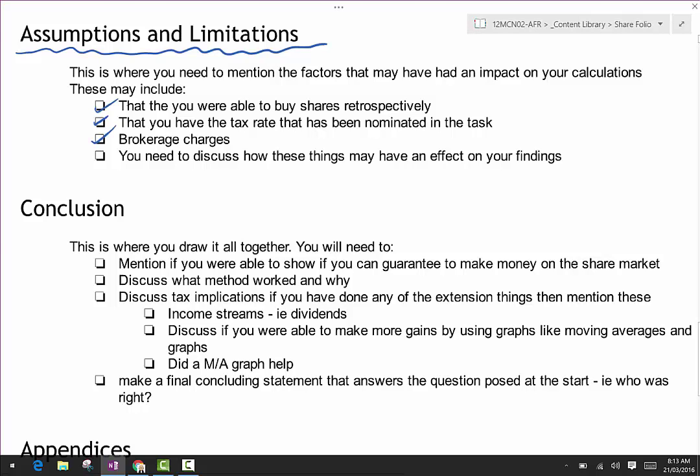Also, you might want to talk about the brokerage charges. In class we've used 2%. You might be using 6 or 8% in this. Discuss why and the effect that this is going to have on your final findings. You also might find a flat fee broker might be far better, because they just give you a flat fee, and that might be a better way of doing it. And you might want to demonstrate that as well. So that's another thing you can talk about.